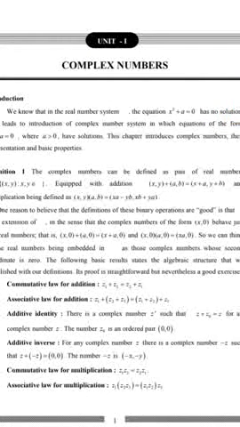Today I will discuss complex analysis. The first topic is complex numbers, from M.Sc. Part 2, Semester 2, and in the new syllabus, Semester 1. The first topic is complex numbers.